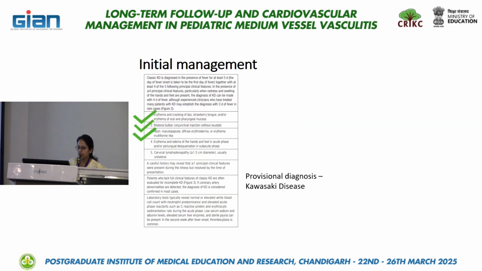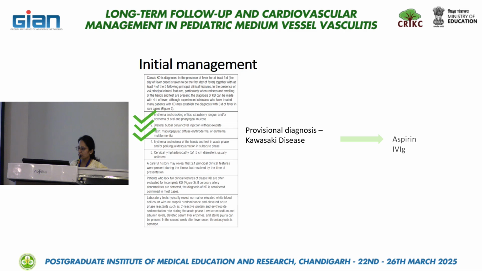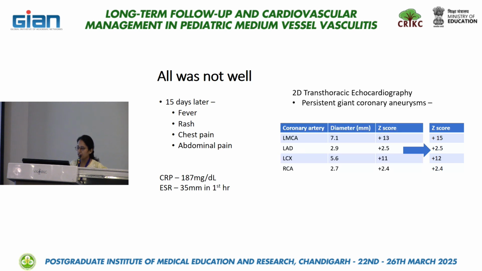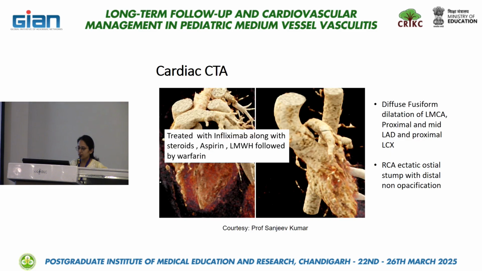So a diagnosis of Kawasaki disease was made, and he was given aspirin and IVIG, following which the symptoms resolved. But 15 days later, he again presented with fever, rash, chest pain, and abdominal pain, with a persistent rise in inflammatory markers, and echo showed a rise in coronary sizes. Cardiac CT with angiography showed diffuse fusiform dilatation of LMCA, proximal and mid LAD, and proximal LCX with ectatic changes in RCA.